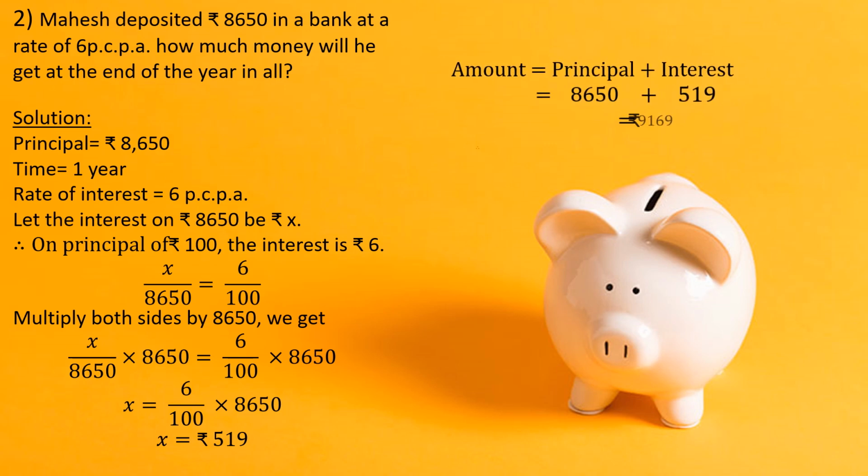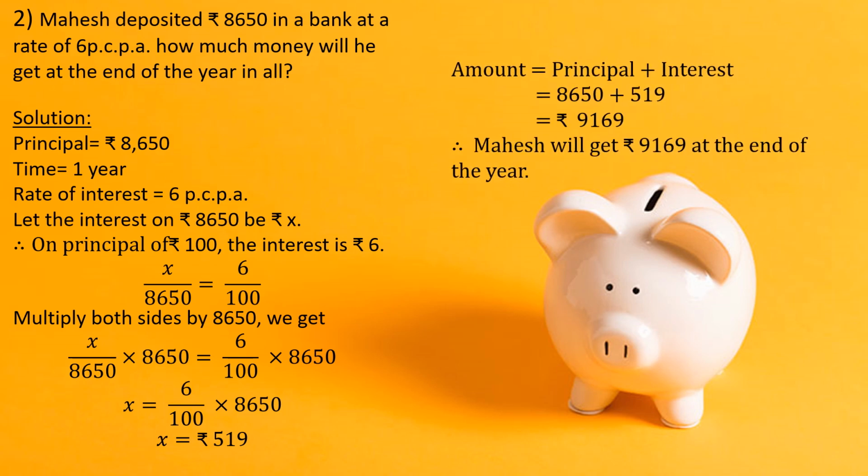Right? But we need to find the total amount that he will get once he withdraws. So the total amount means principal plus interest. So 8,650 plus 519 equals 9,169. That is the amount Mahesh will get at the end of the year.